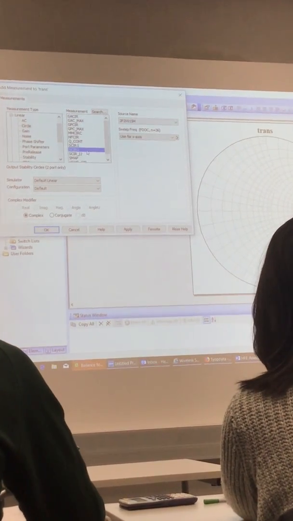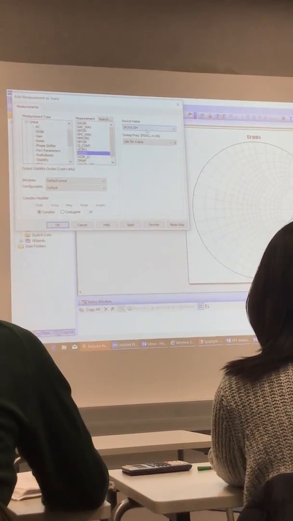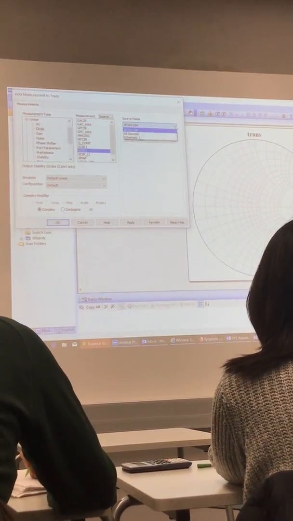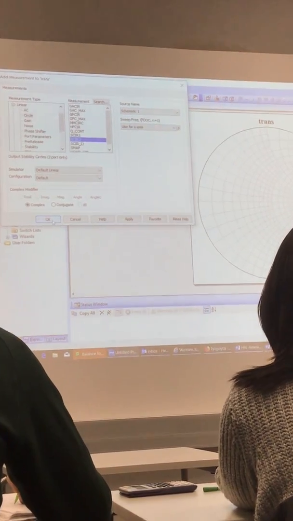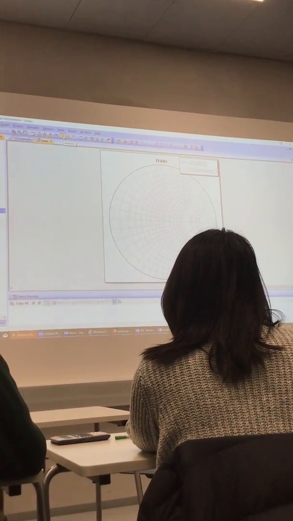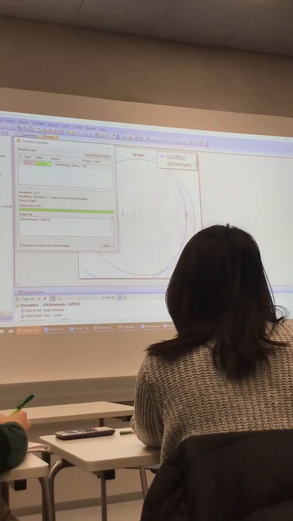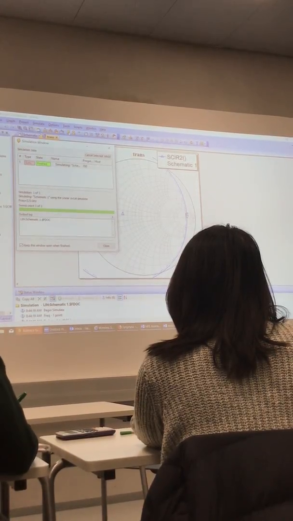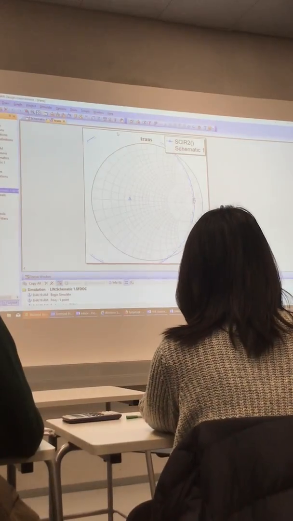output stability circle here. And now the source name is critical. That's my schematic number 1. Okay. And let's see what happens. Let's pray. That's it.